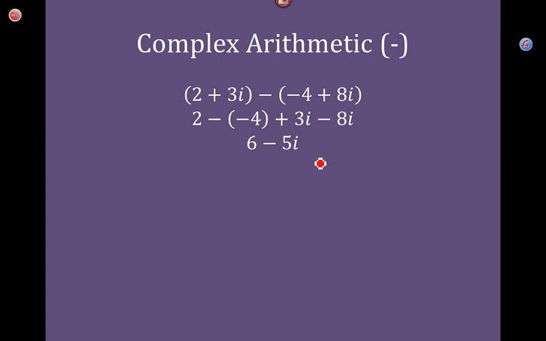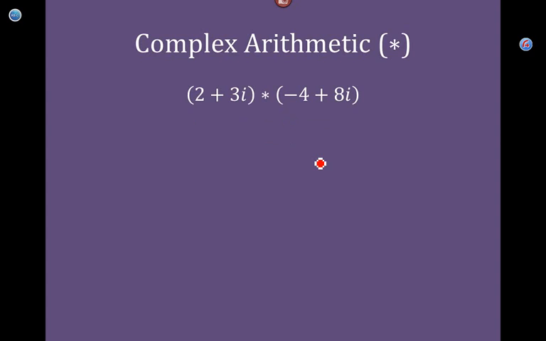So when you add two complex numbers, you get a complex number. Subtraction is the same way. Combine like terms. 2 minus negative 4 and 3i minus a positive 8i gets you 6 minus 5i. It's just combining like terms. So addition and subtraction are pretty straightforward. Multiplication is a little tricky.